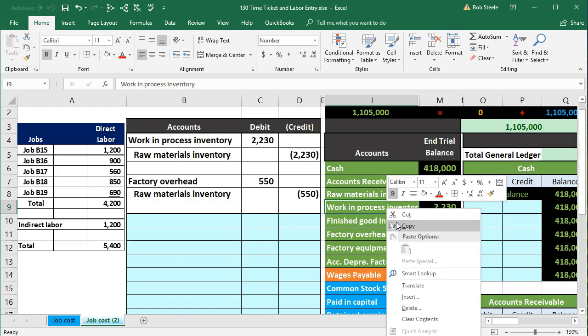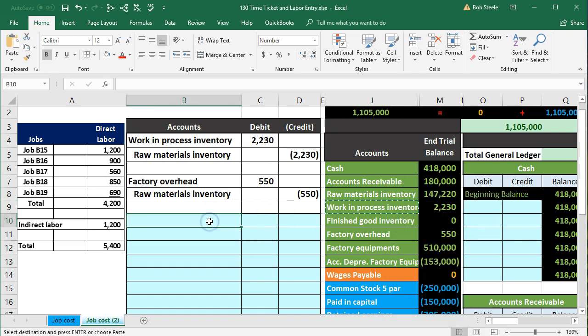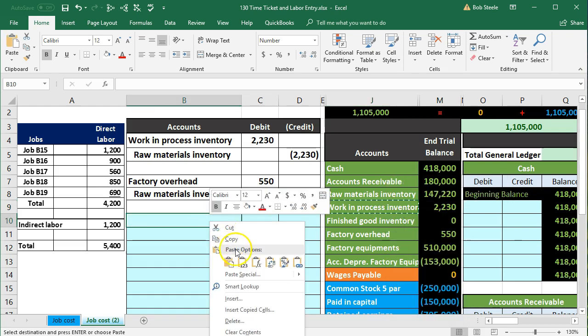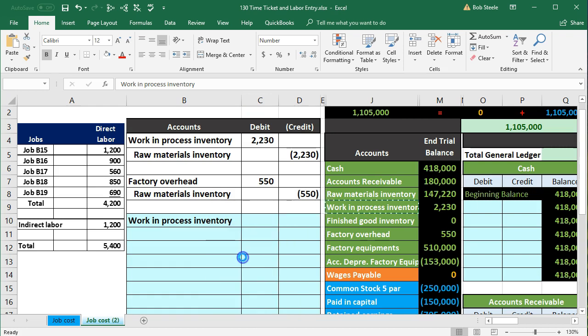So I'm going to right click and copy. We're going to put this in B10, right click and paste 1, 2, 3. The amount in C10 is going to be that 4,200. Then we're going to credit something for 4,200. I'm going to use the plug formula of negative of that number and enter. And then we just need to see the amount.